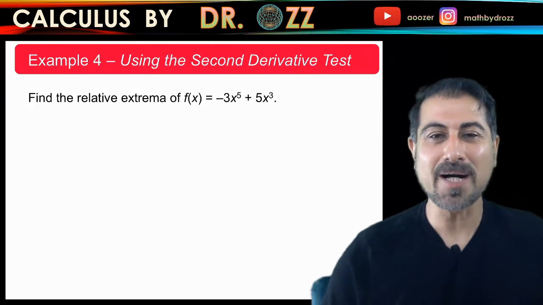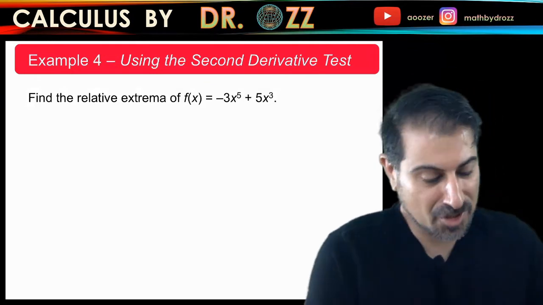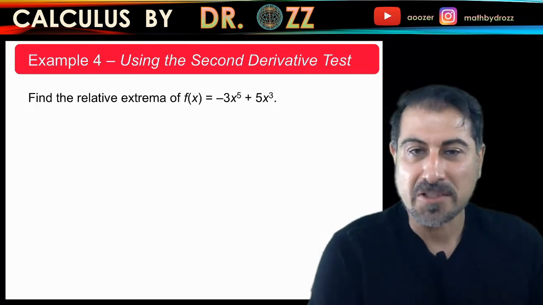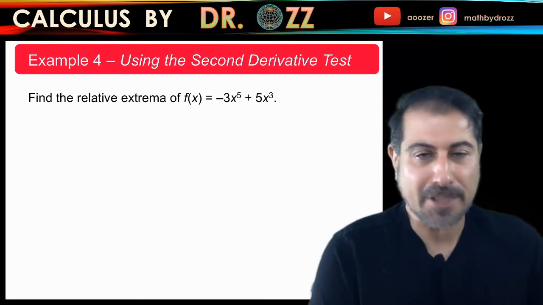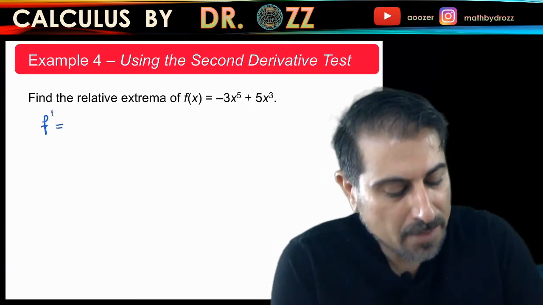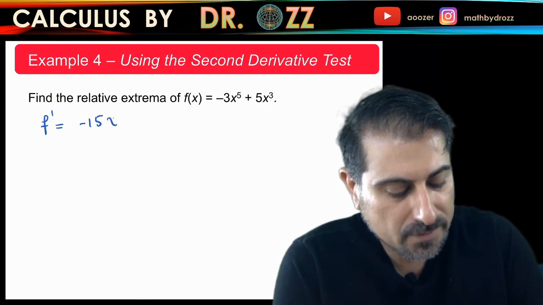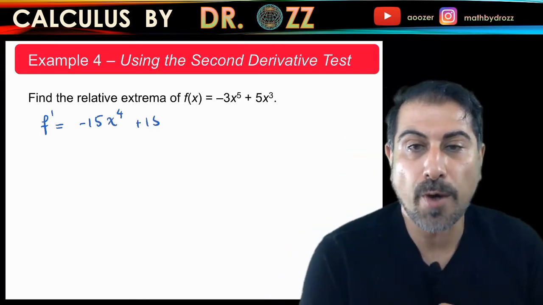All right, here is the example. We have the polynomial negative 3x to the fifth plus 5x cubed. Well, first off, this function is continuous and differentiable on the entire real line because it's a polynomial. So we can go ahead and find f prime. That's negative 15x to the fourth plus 15x squared.